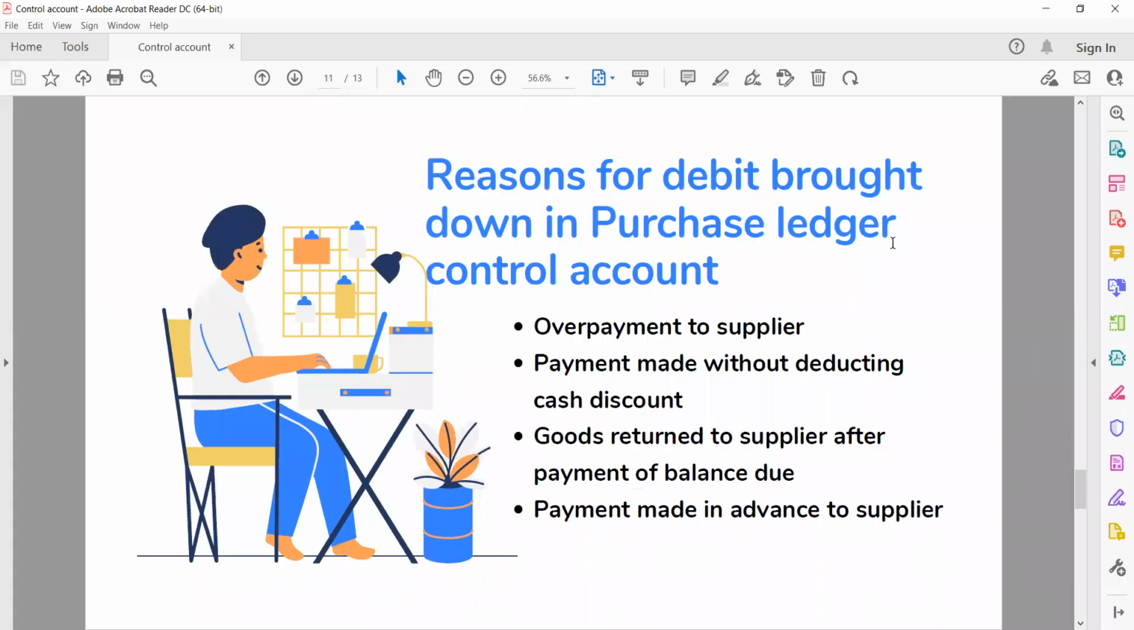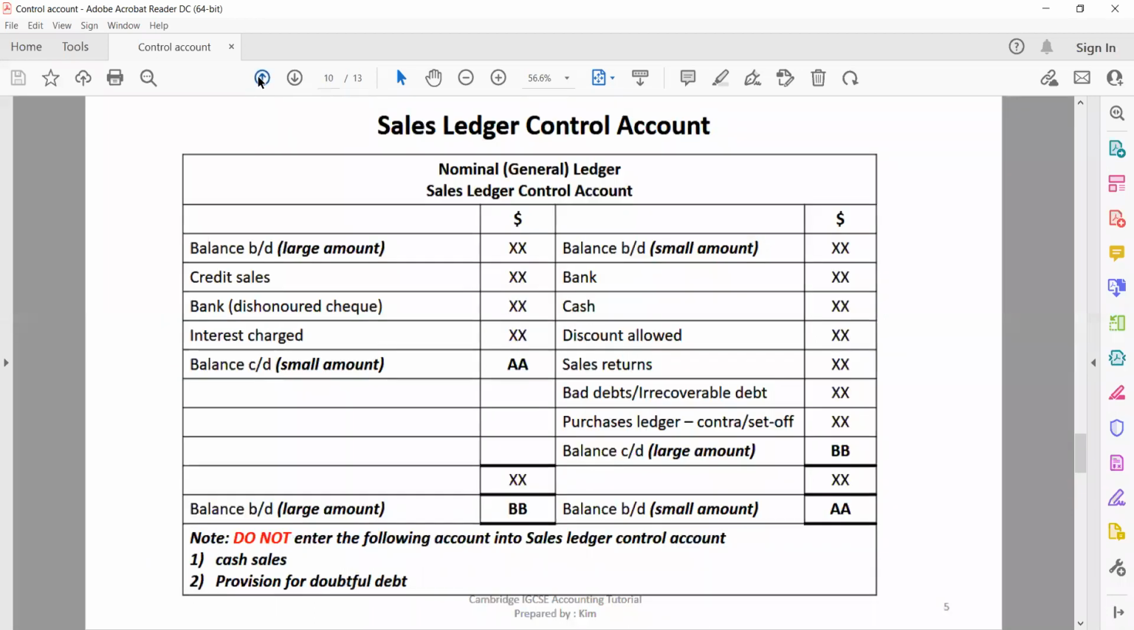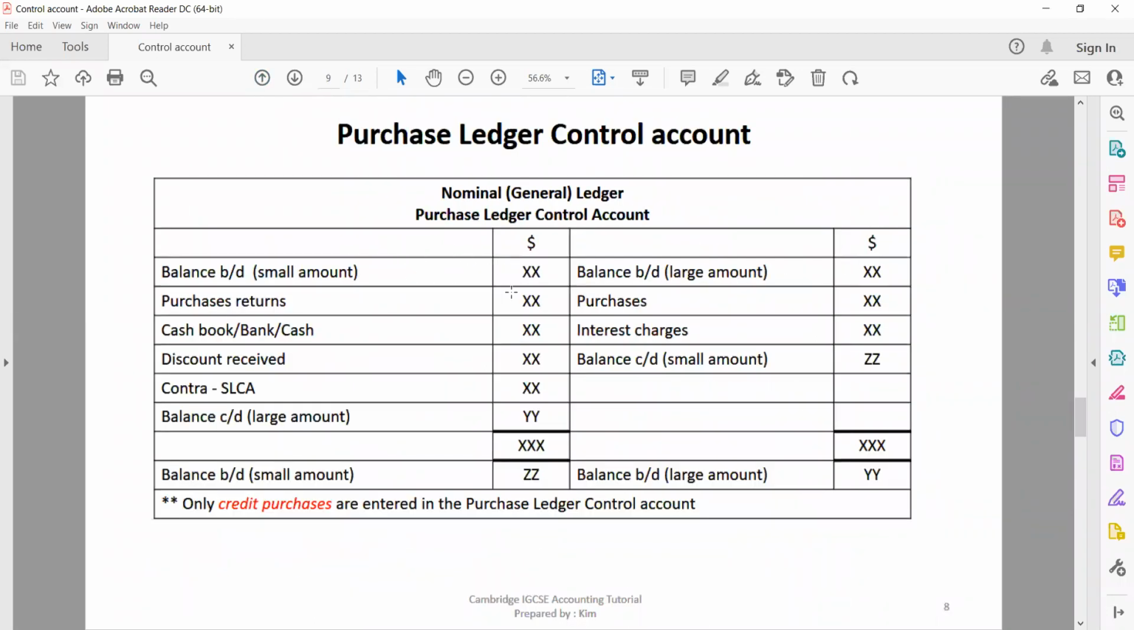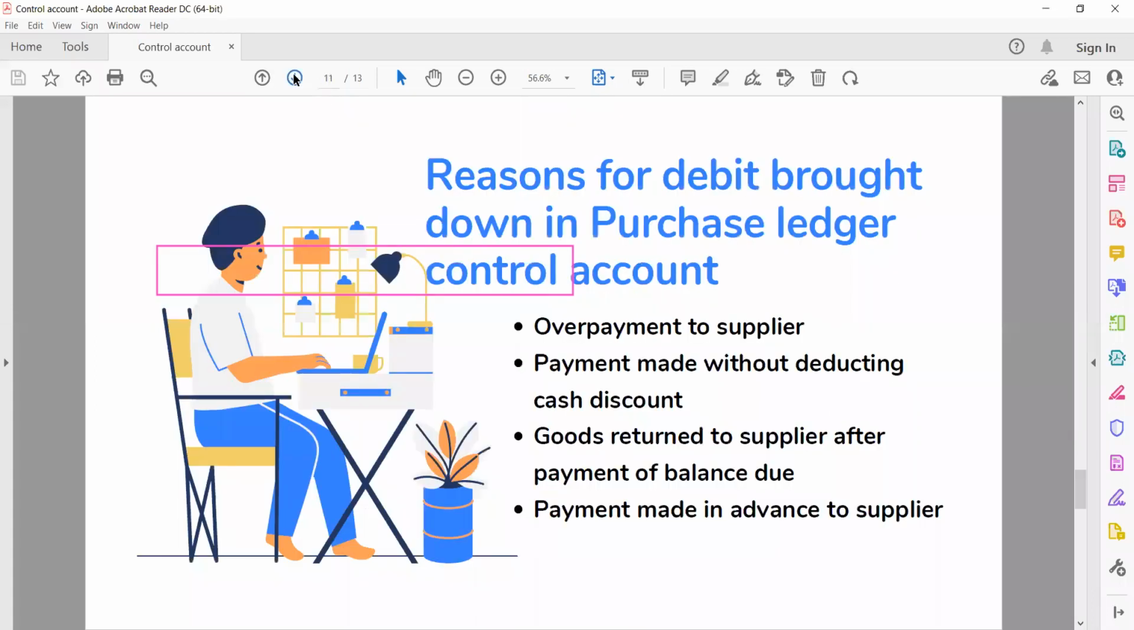Okay, reasons for a debit balance brought down in the purchases ledger control account. Why do we have a debit balance brought down in here? Why do we have this amount in here? As I said just now, it could be due to the down payment. So here are some reasons that cause the debit balance here. Overpayment to supplier, payment made without deducting the cash discount, forgot to deduct the discount received. Goods returned to supplier after payment of the balance due, payment made in advance to the supplier.